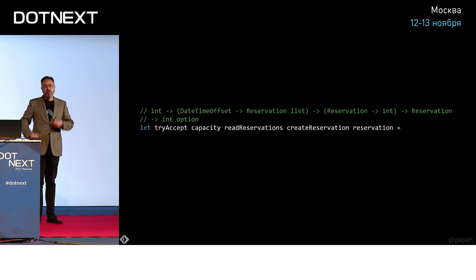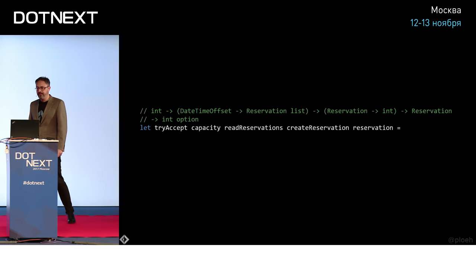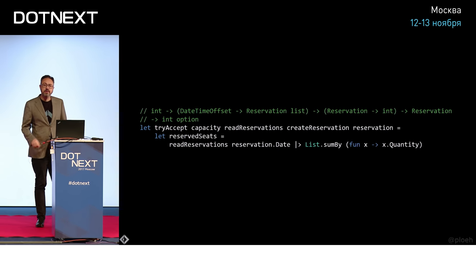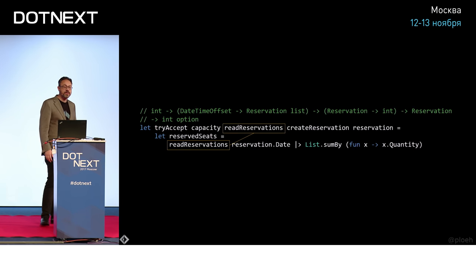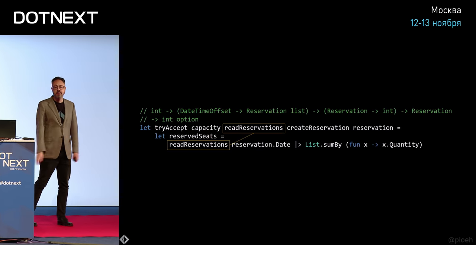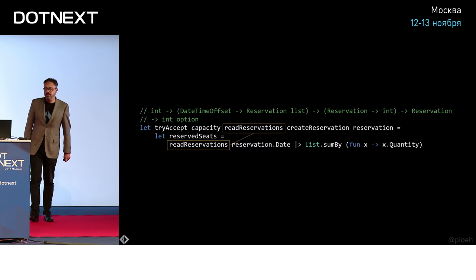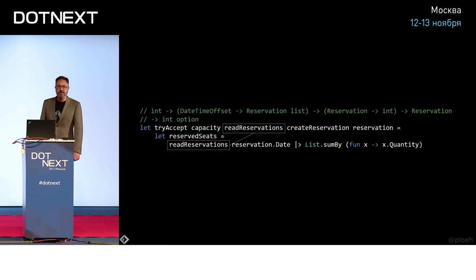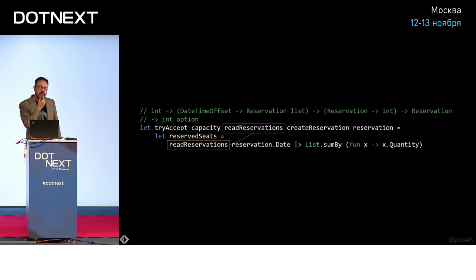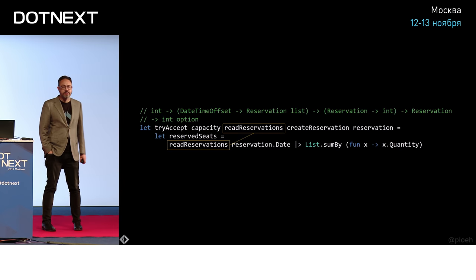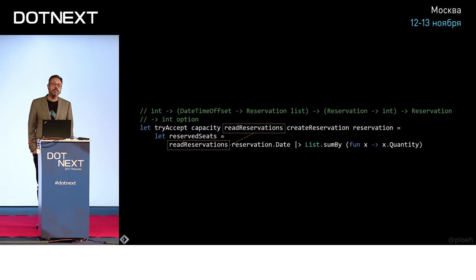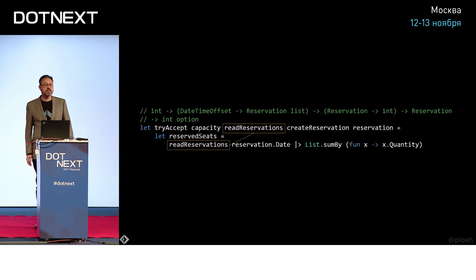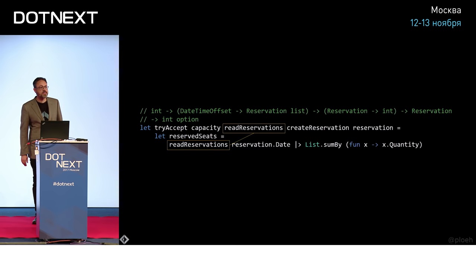I wanted to go through the same steps as you saw in the C# code before. The first thing we're going to do is figure out the number of already reserved seats. The way that happens is that we'll start by calling readReservations. That's just a function, so we can just call it. We'll call it with the reservation date. Then you'll notice that just to the right of reservation date, there's a vertical bar and a greater than sign, and that's a pipe operator. If you've ever done any sort of PowerShell or Bash scripting, you probably know about pipe operators already. It basically means take the value of the expression on the left-hand side and use it as an input argument to the expression on the right-hand side.